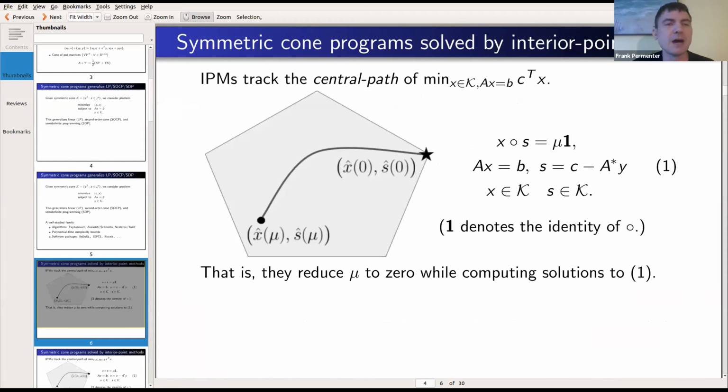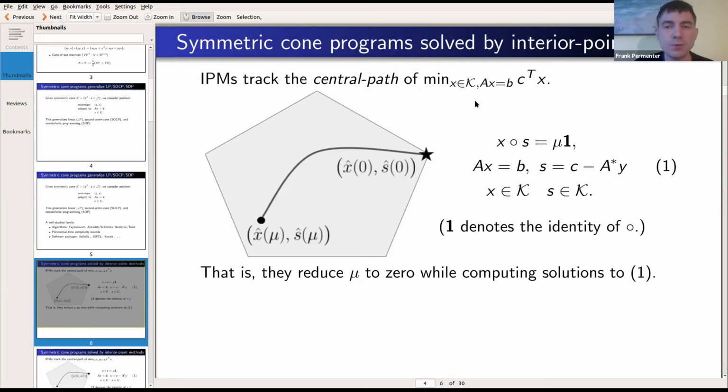The most common algorithm for solving symmetric cone programs is the interior-point method. The way the interior-point method works is we just track the central path associated with my symmetric cone optimization problem. So what is the central path? Well, it's the curve of solutions to the perturbed optimality conditions for my symmetric cone program. The perturbation of the optimality conditions is provided by this parameter mu, multiplied by the identity element of the algebra that underlies the cone.